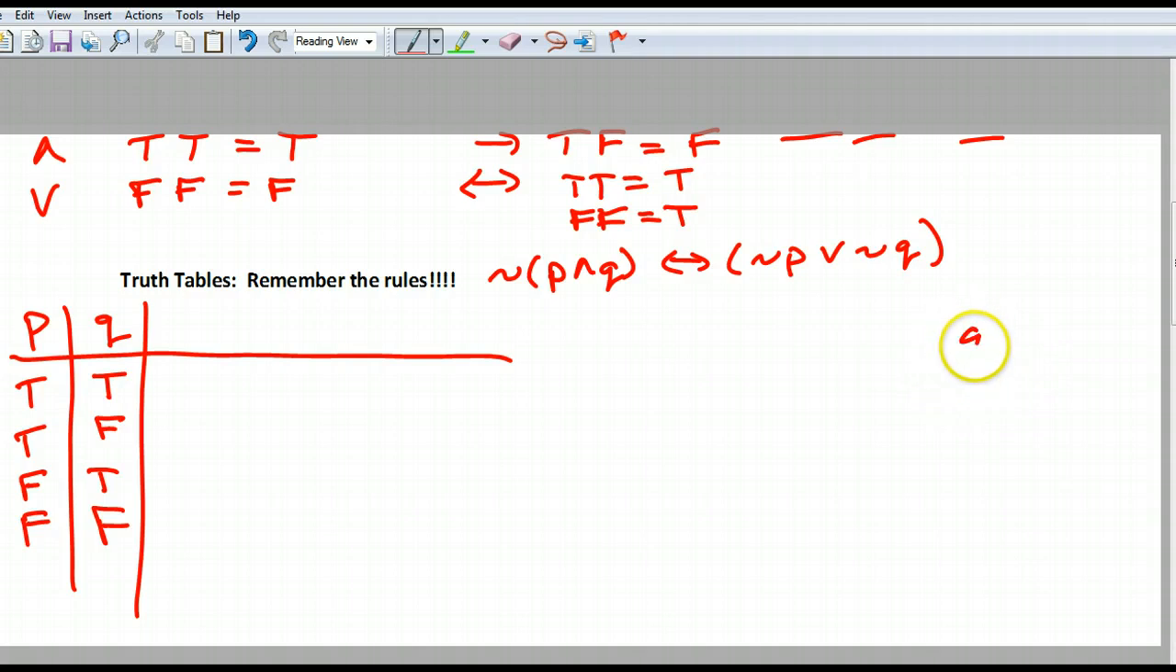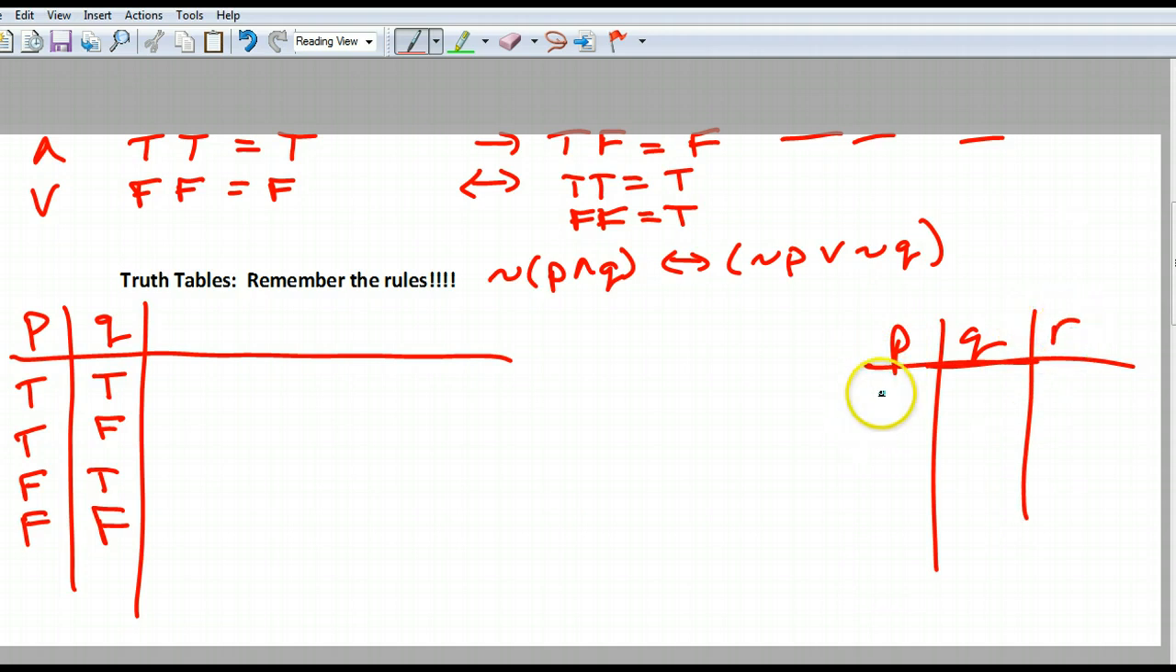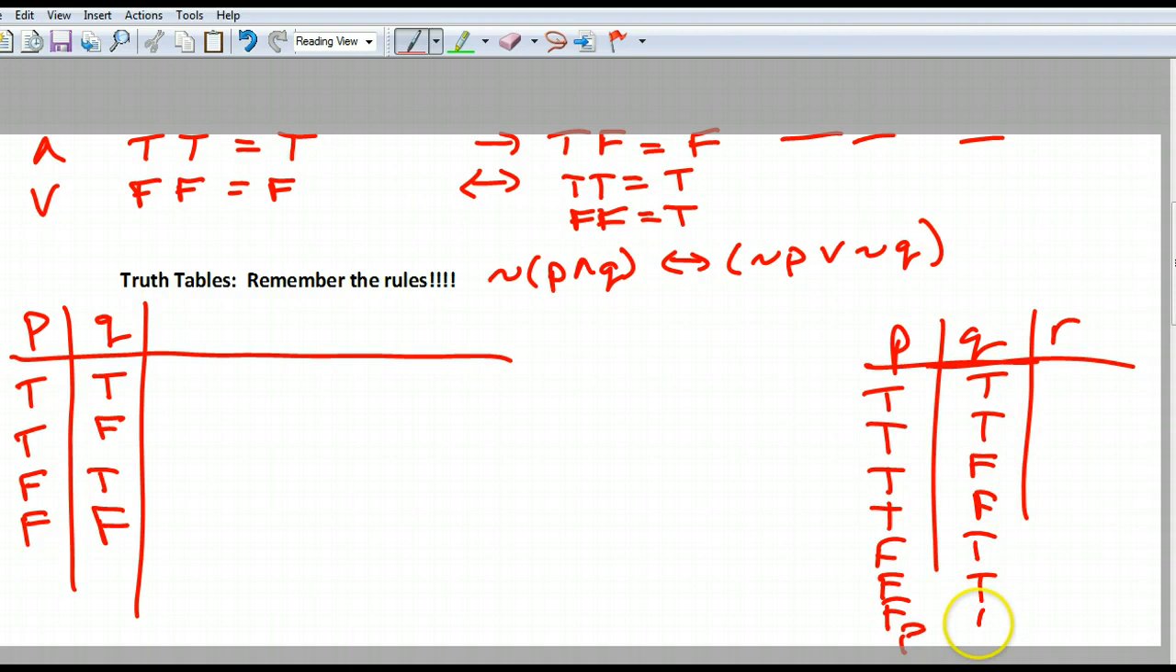Yes, so if I had had an R, it would have been 4 trues, 4 falses, 2 trues, 2 falses, and then true, false, all the way down. Okay? So if you had had a third part to this, that's what you would have to start with. All right. So over here, we want to do what first, according to what's on this problem?